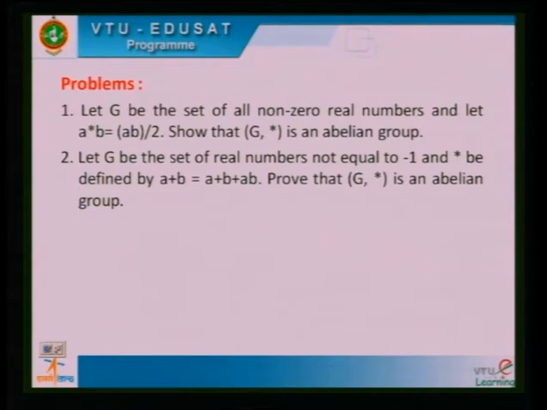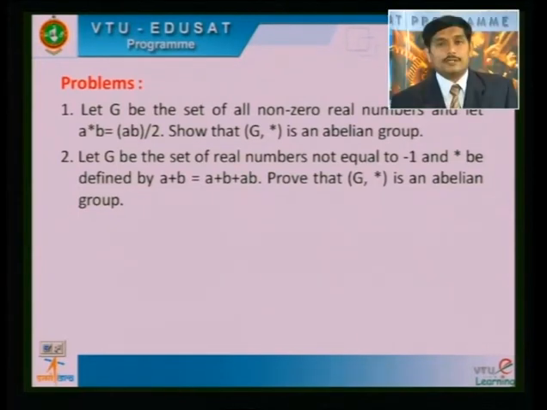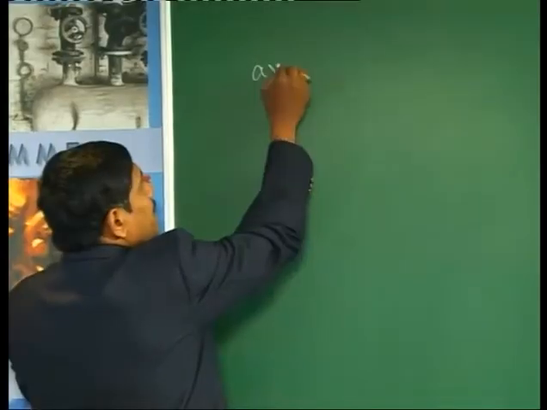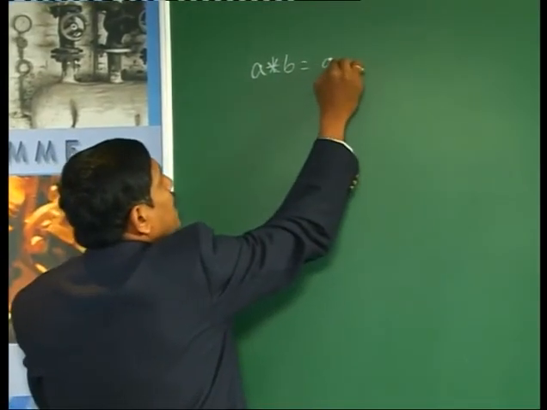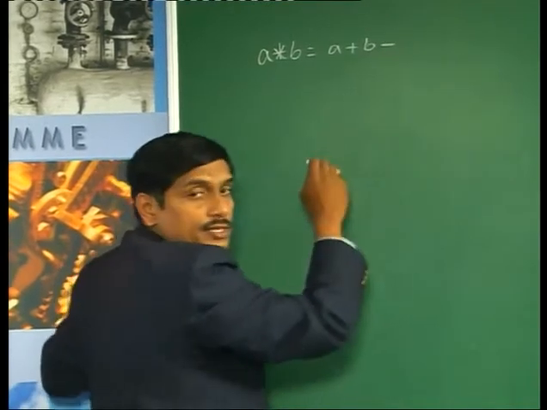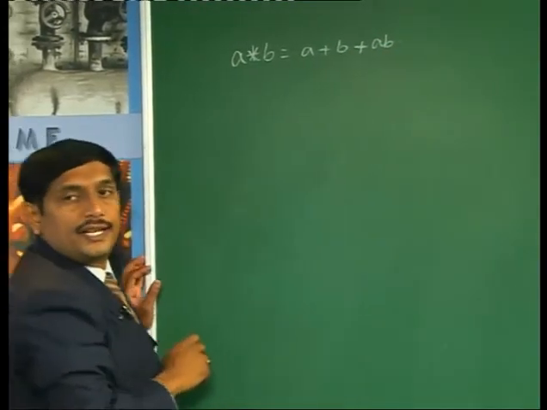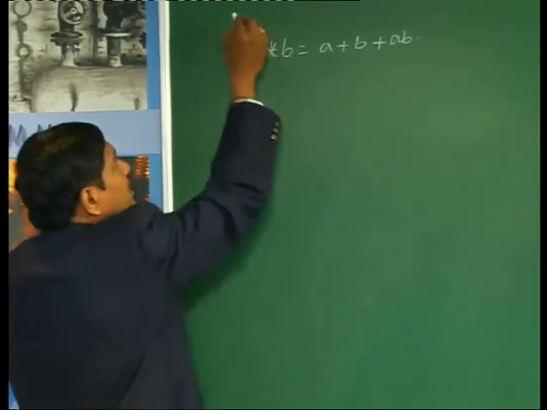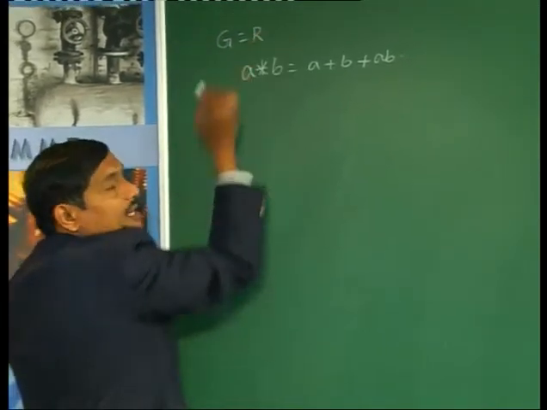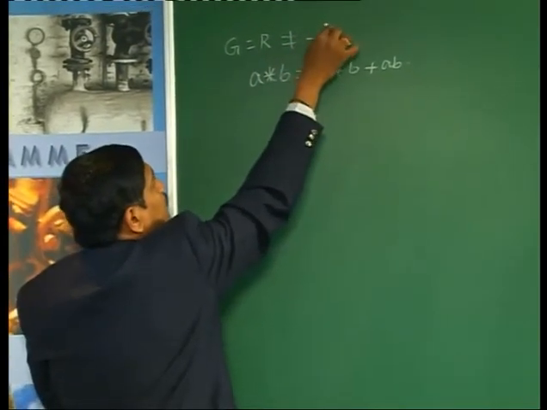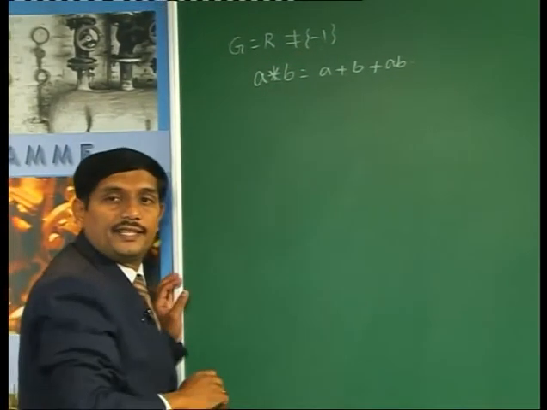Now today we want to discuss another problem related to groups. Let G be the set of real numbers not equal to minus 1, and star is defined by A star B equals A plus B plus AB. It is not plus here, star is defined by A plus B plus AB. G is a set of real numbers, and it is not equal to minus 1. This set is given.